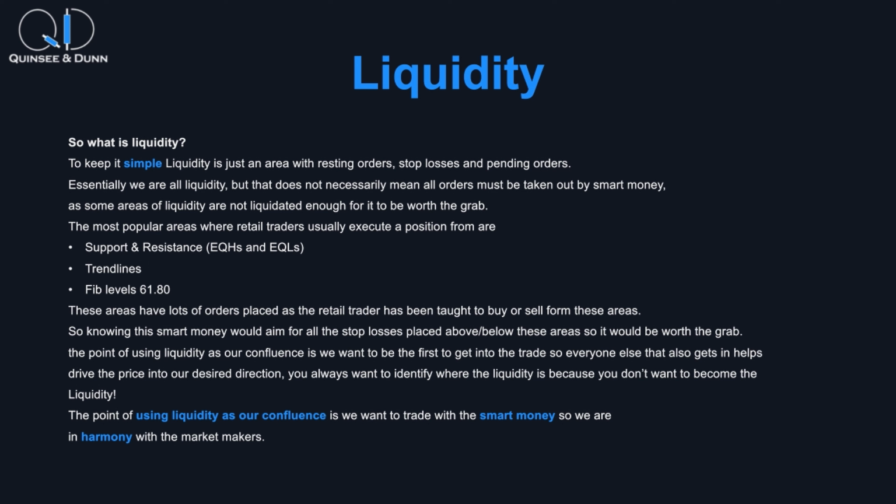Alright, so moving on to liquidity now. To keep it simple, liquidity is just an area with resting orders, stop losses, and pending orders. Essentially, we are all liquidity, but that does not necessarily mean all orders must be taken out by smart money, as some areas of liquidity are not liquidated enough for it to be worth the grab. The most popular areas are where retail traders usually execute a position from. So these areas are support and resistance areas, so you'll see equal highs and equal lows on your charts.